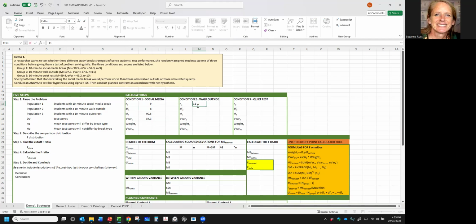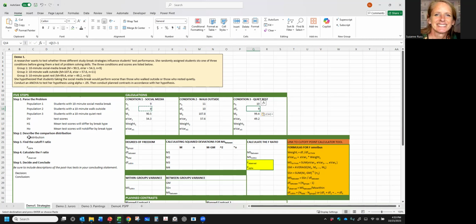11 we have for the N for the second group. The mean is 107.8. I'm just gathering these right from the problem, and the estimated variance is 57.6. And finally, we have N3, which is 10 individuals in the sample. The mean is given as 99.4, and the estimated variance is 49.2. I'm going to copy this formula into each of these so that we save a little bit of time.